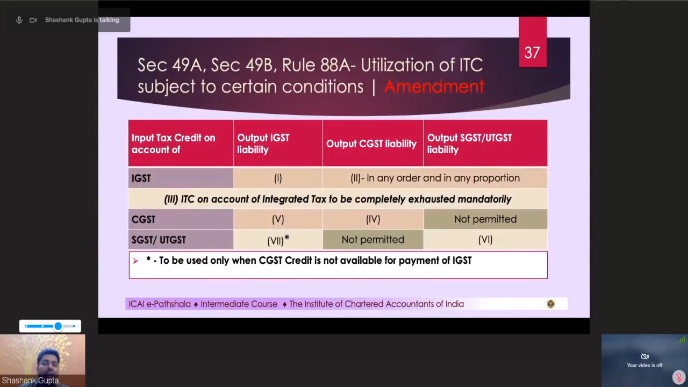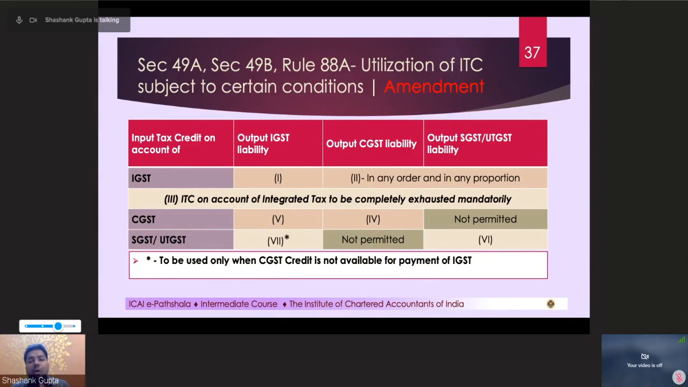Then this again is a recent and an important amendment. This amendment talks about the procedure for utilization of ITC. Here I am discussing it theoretically. In the RTP we will do a question on that practically, but here let us first revise it with patience.